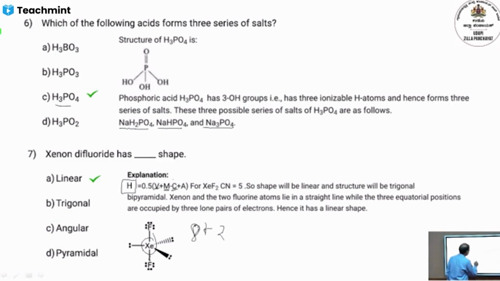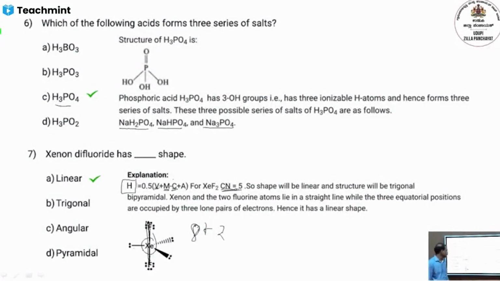For that hybridization, trigonal bipyramidal should be the geometry, but the shape of the molecule is linear because of the presence of lone pairs. Here you can see 3 lone pairs and 2 bond pairs, and therefore the shape of the molecule is linear, even though the geometry is trigonal bipyramidal.